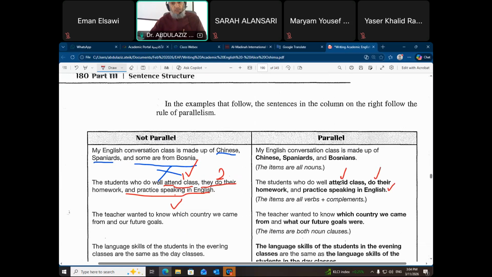Notice, this is simple present, simple present, simple present. So all verbs should be simple present. You cannot use two simple present and one simple past. Wrong. You cannot use simple present and the third one gerund. Gerund means ing form. Wrong. They should all be from the same type of phrase or word that you use. So all these are verbs in the simple present.